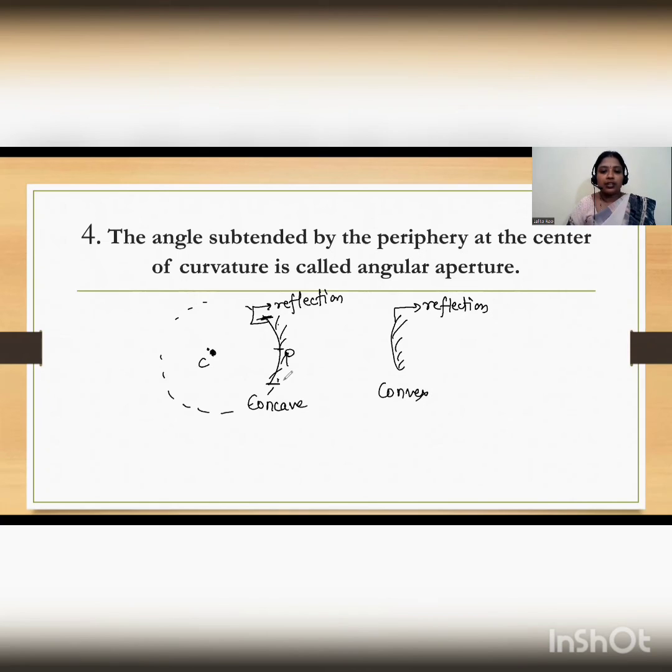Then the pole is the midpoint of the mirror, dividing it into two equal parts. The line joining the center of curvature and the pole is known as the principal axis. Radius of curvature is the distance between the center of curvature and the pole, or the radius of the spherical mirror. In a concave mirror, the center of curvature is towards the mirror side, and here the center of curvature is away from the mirror. Then linear aperture, we have discussed, is the area available for reflection. I hope this is clear to you.